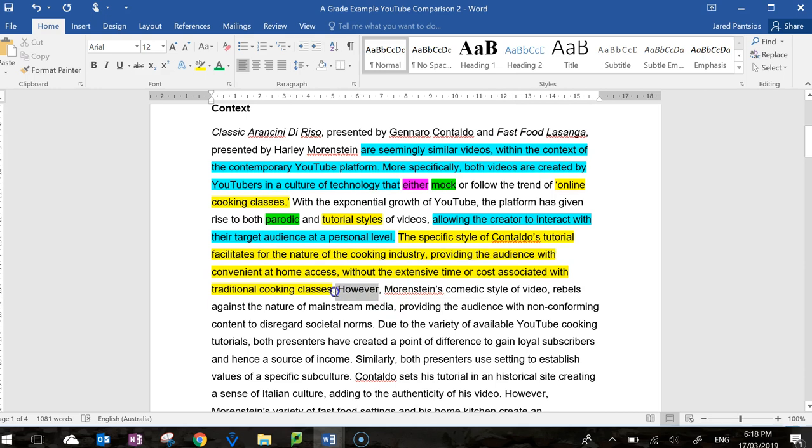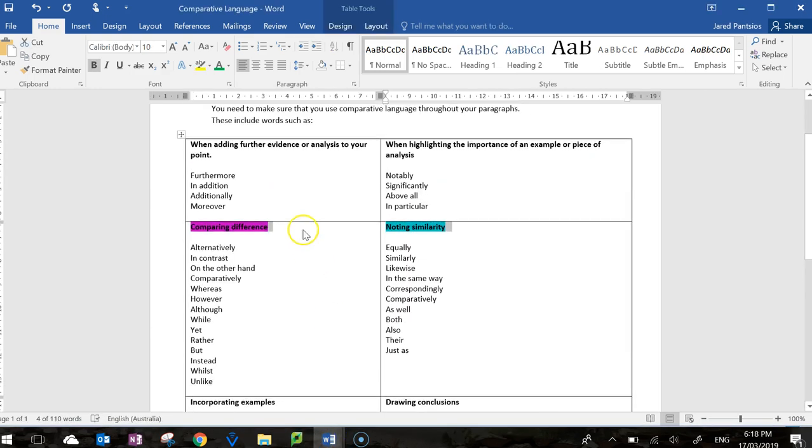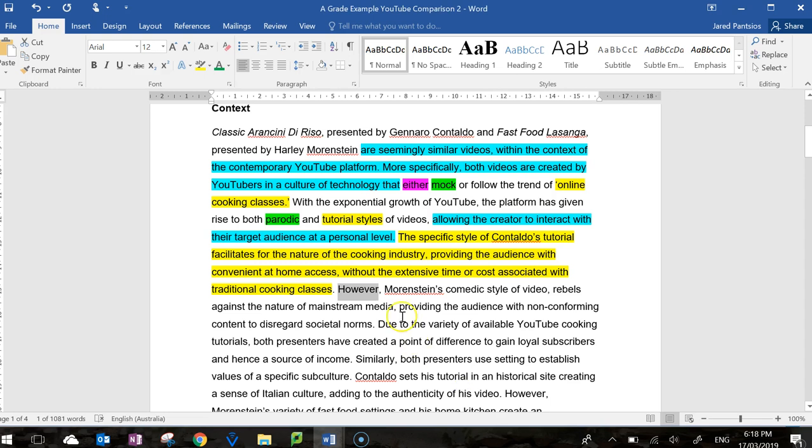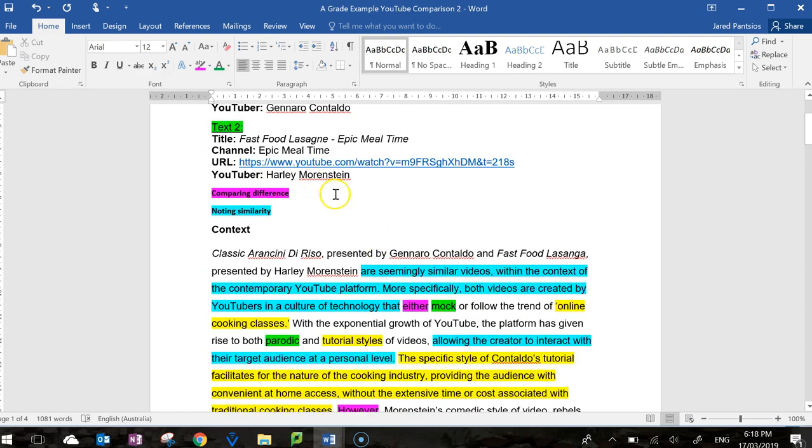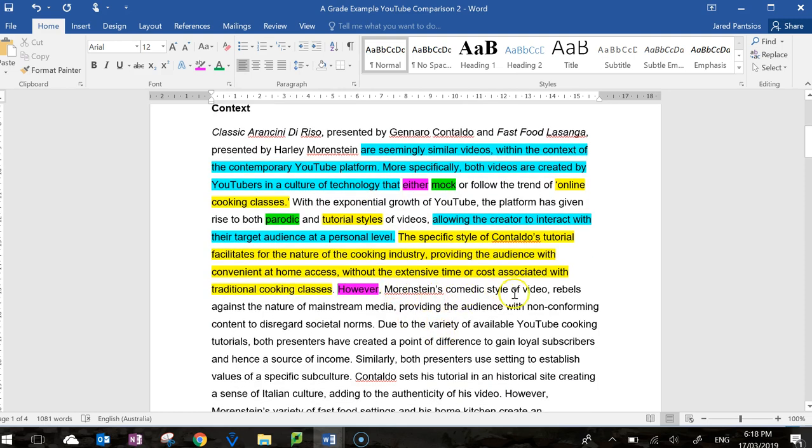Now, the word however, we note means difference. So if we were to go back to the comparing difference, we would have however here, followed by a nice little comma, which helps begin the comparison. So we already know that the comparison to text 1 is going to be different. So Morstein's comedic style of video rebels against the nature of mainstream media, providing the audience with non-conforming content to disregard social norms. It's a bit wordy.